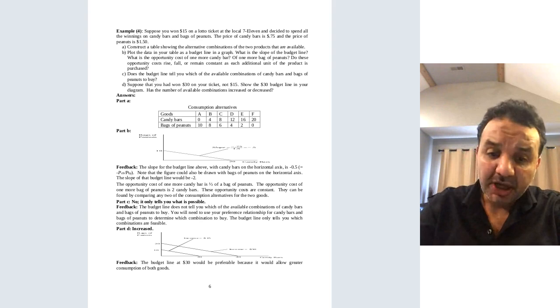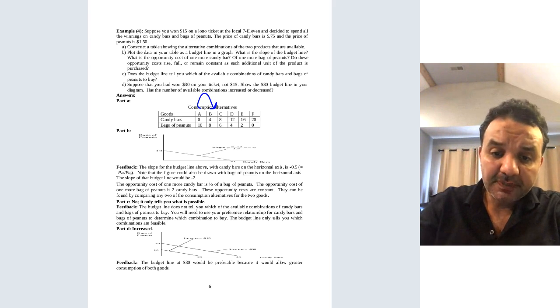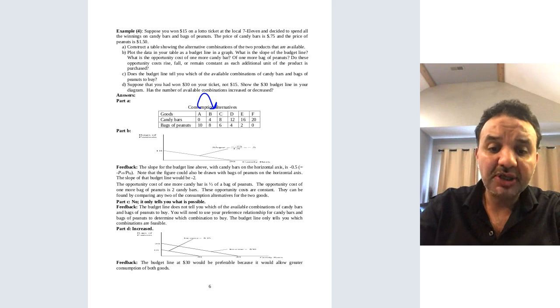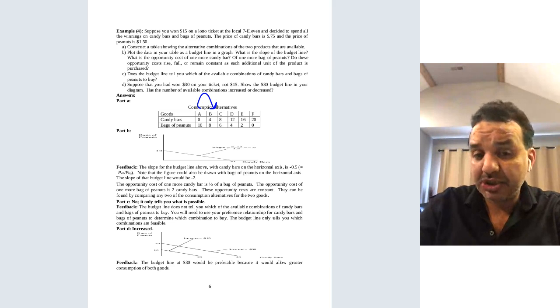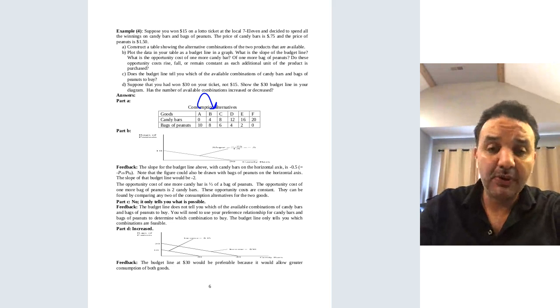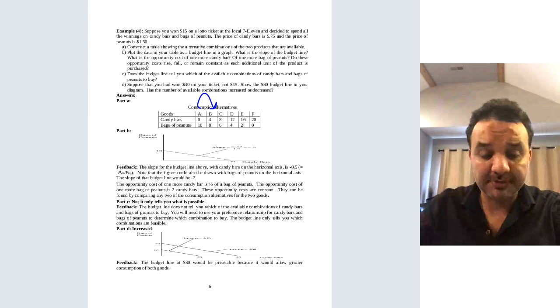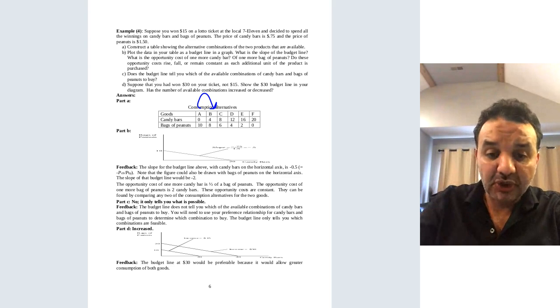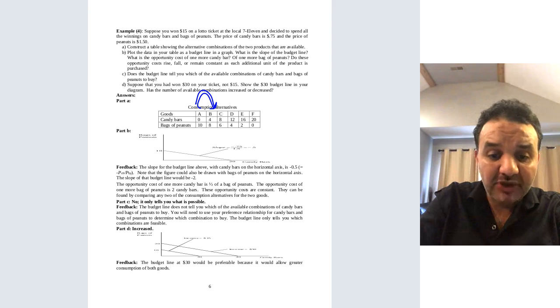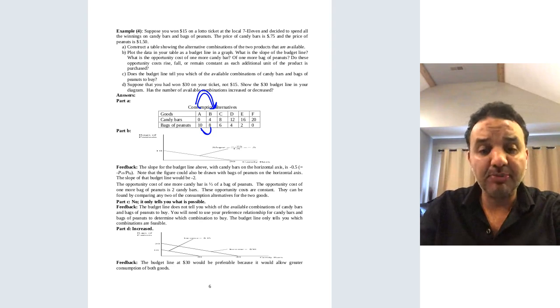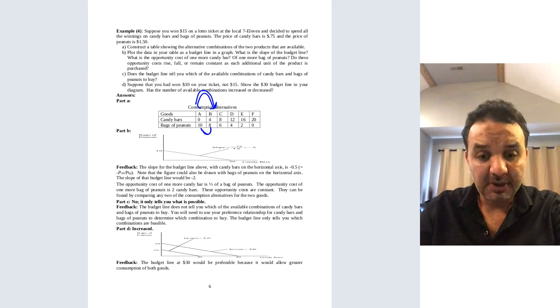For example, if you move from A to B, with your choice A, you have no candy bars and 10 bags of peanuts. I may ask this question, for instance: what is the opportunity cost of moving from point A to point B? The opportunity cost is, in order to obtain 4 additional candy bars, you have to sacrifice how many bags of peanuts? You have to sacrifice 2 bags of peanuts. So the opportunity cost will be 2 bags of peanuts.